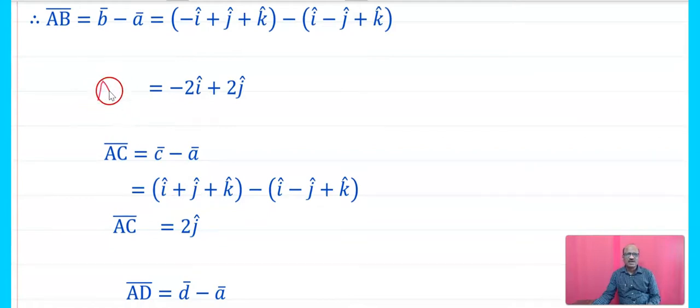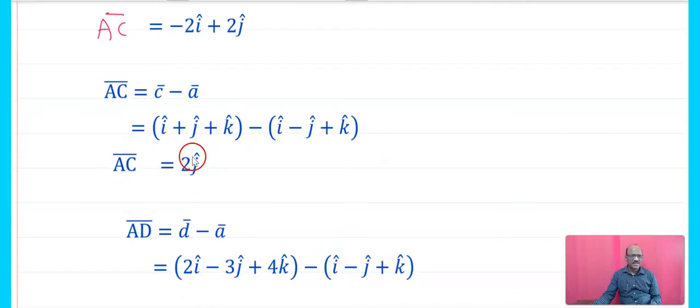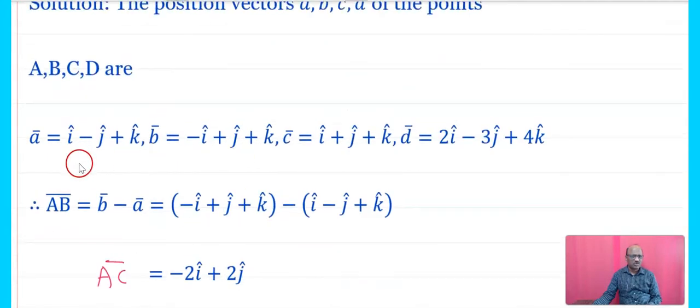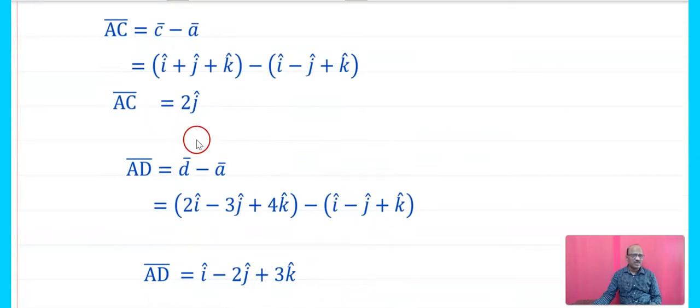Next is AC bar. That is C bar minus A bar. What is C bar? i cap plus j cap plus k cap. Minus A bar means minus i cap plus j cap minus k cap. Evaluate the bracket. Here the minus i and plus i get cancelled. j cap plus j cap is 2j cap. And the last is k cap minus k cap, that is 0. Therefore, AC bar is equal to 2j cap.